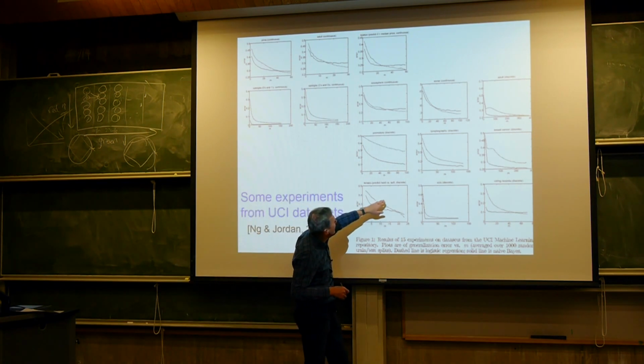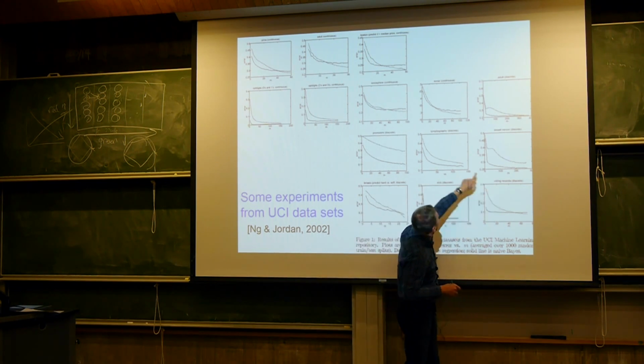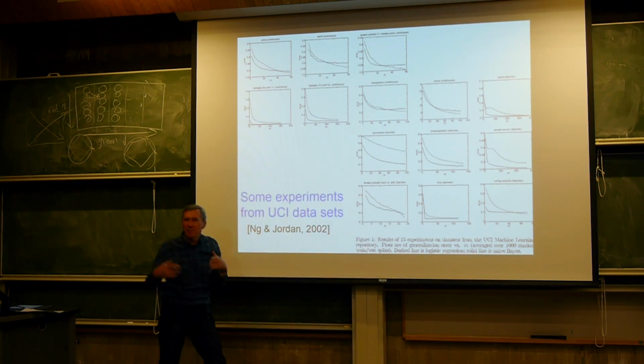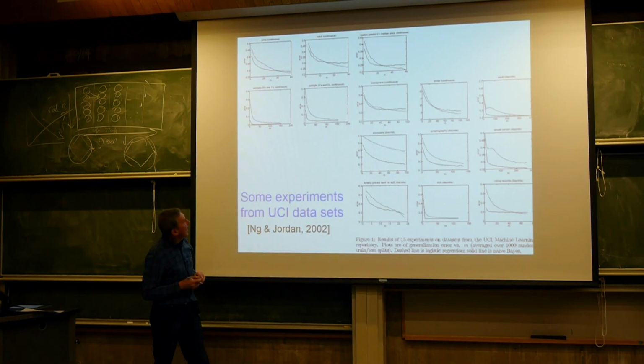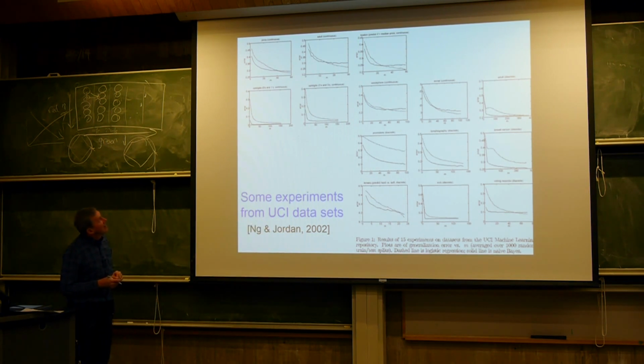This one, for example, says voting records. This is breast cancer diagnosis, lymphography, and so forth. So these are different real-world data sets. And the dotted line curve is showing the error. So I guess each of these is the error as a function of number of training examples.